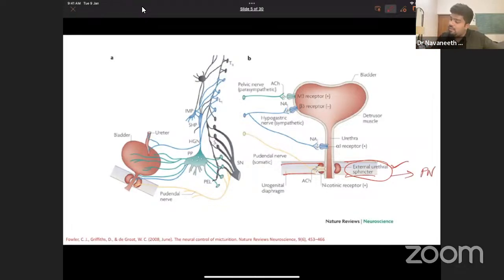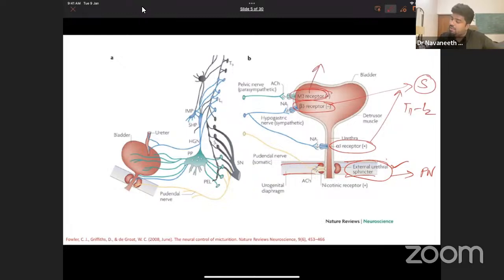Now you have the internal sphincter, which has alpha 1, and the beta 3 receptor on the detrusor. These beta 3 receptors and alpha 1 receptors are part of the sympathetic outflow, which is from T11 to L2. Then we have M3. M3 is again on the detrusor.